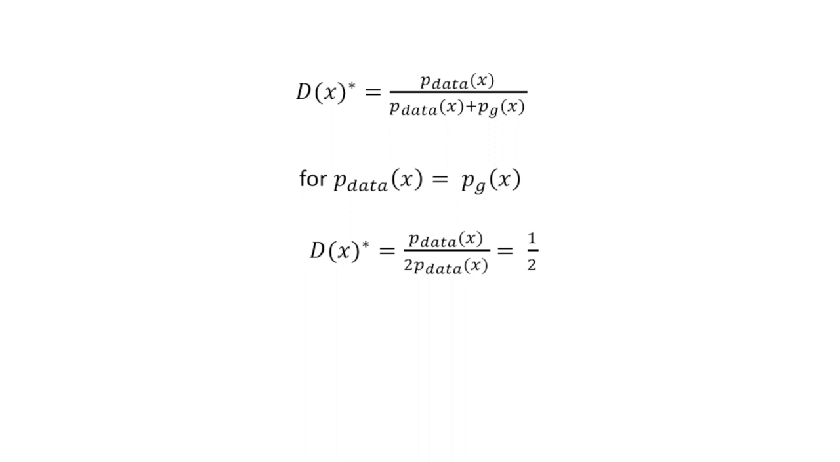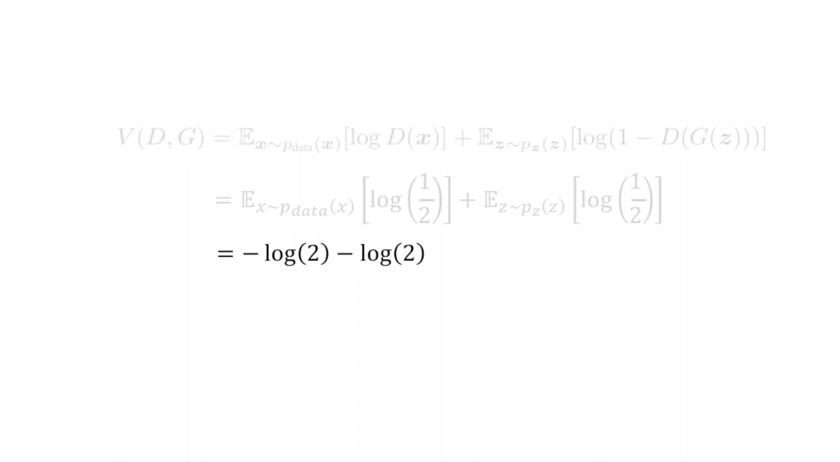If the real and fake data are identical, then the discriminator just has to randomly guess which is which, a 50-50 shot. Let's plug this value of 1/2 into our cost function. This just gives a constant of log 1/2 in each of the expectations, which ultimately evaluates to minus log 4, since the expectation values don't do anything to a constant.